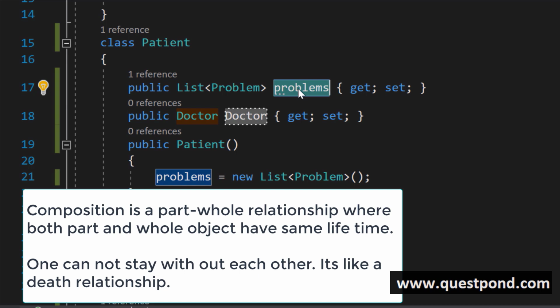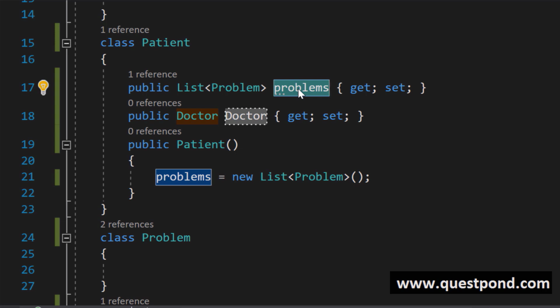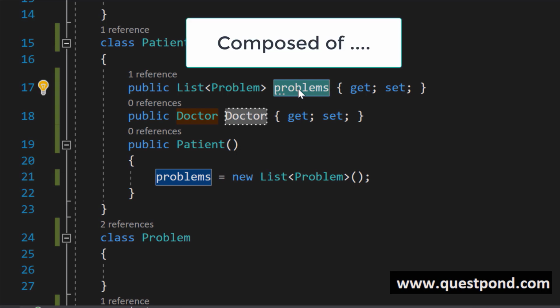So basically, when you have a very tight part-whole relationship, where the object lifetime of both the whole and the part is the same, then that becomes a composition. Remember this word: composed of. For example, Shiv is composed of his heart and blood and veins. Let's not think about heart transplant, right? But let's say if the heart goes off, then Shiv is no more alive. If Shiv goes off, the heart must have stopped thumping, isn't it?